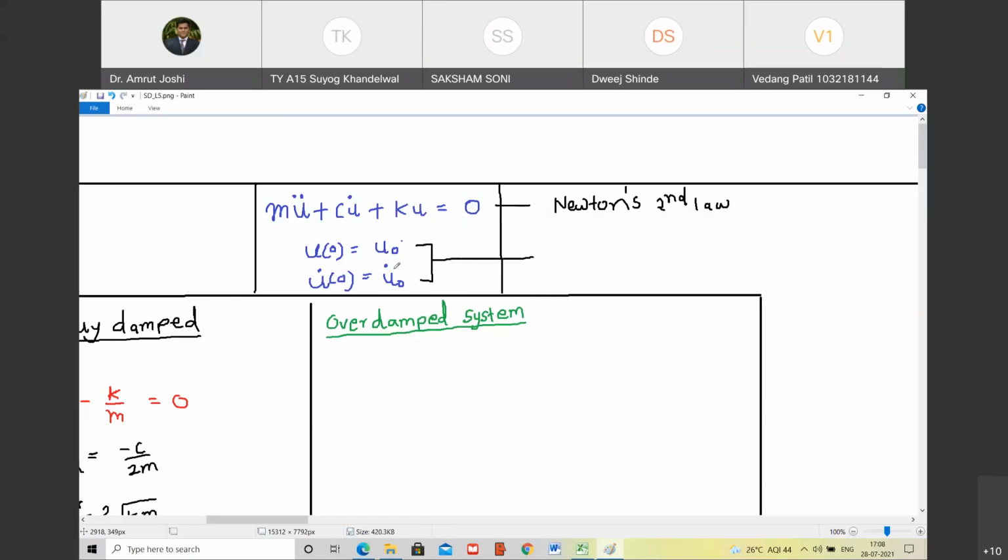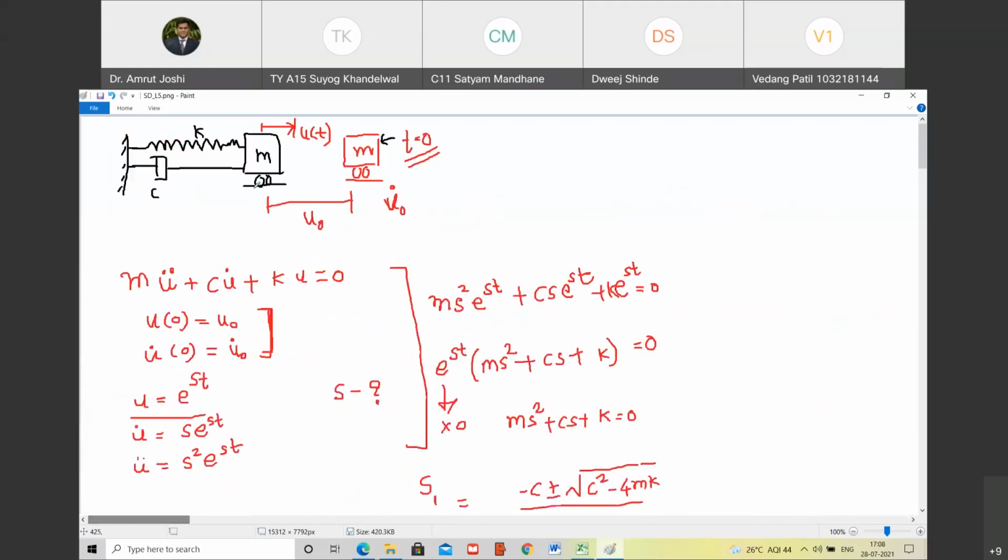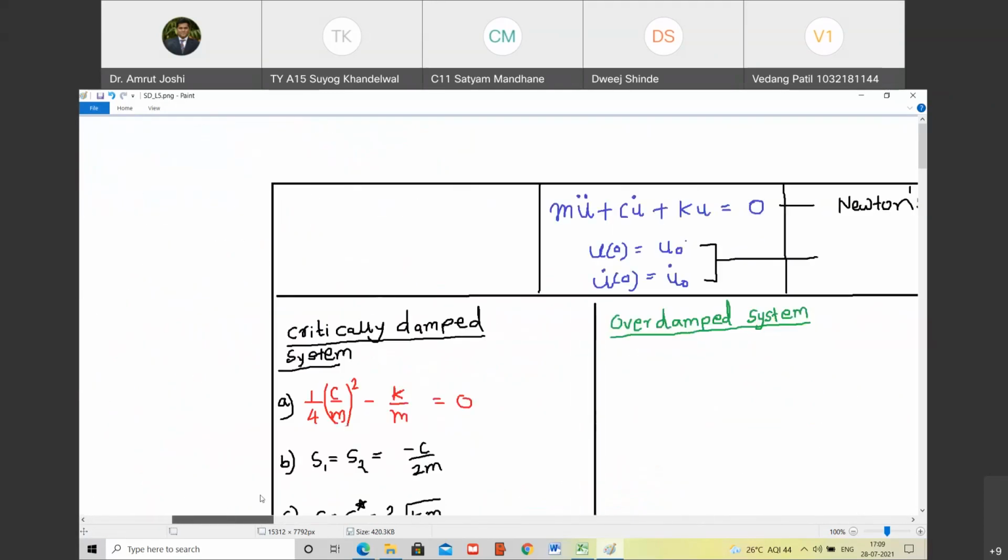Velocity at time t equal to 0, we have denoted it as u0 dot. In this particular case, as I am stretching the mass and then leaving it, at time t equal to 0, u0 dot is 0, but it need not be so. So we have found its solution in terms of u0 as well as u0 dot. Later on, we can always substitute u0 dot as 0. Now, the solution of this equation depends upon whether the system is critically damped, overdamped, or underdamped. Do you agree with me?